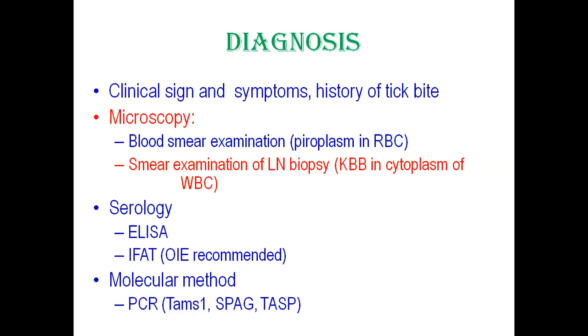Then the Koch's blue bodies might be seen in a positive animal. This is 100% specific. Another is serological tests, by ELISA and IFAT, the indirect fluorescent antibody technique, and the indirect fluorescent antibody test is the OIE recommended test. Apart from this, nowadays they are using PCR by amplifying the Theileria annulata merozoite surface protein, sporozoite surface antigen, and Theileria annulata sporozoite antigen. Many antigens are being used for diagnosis.